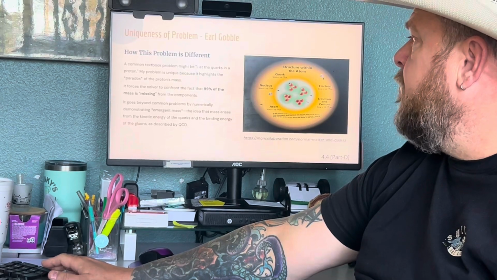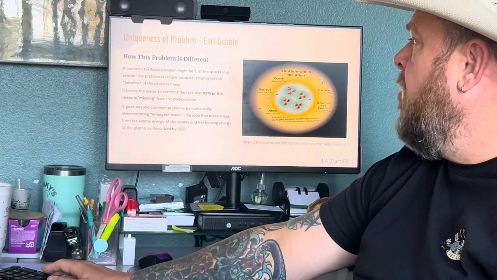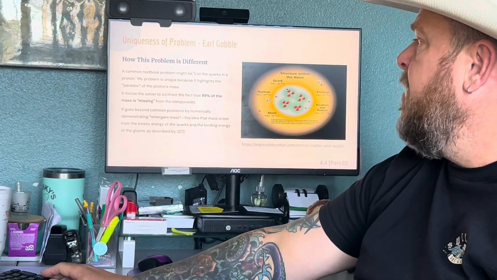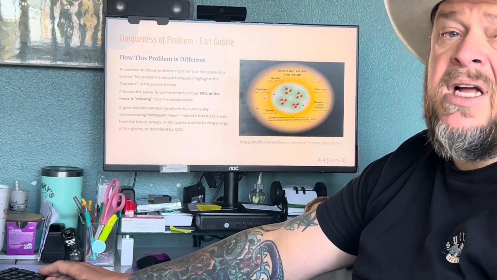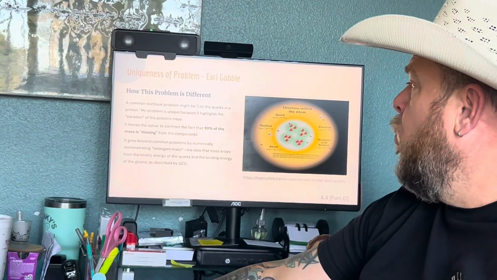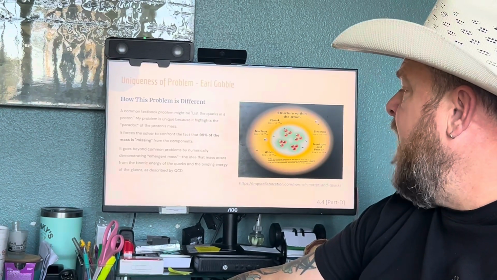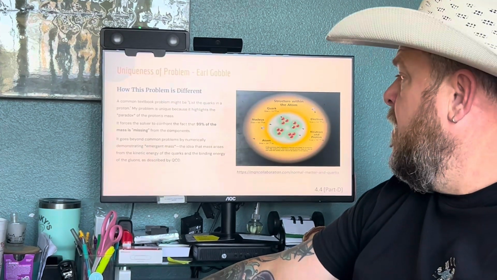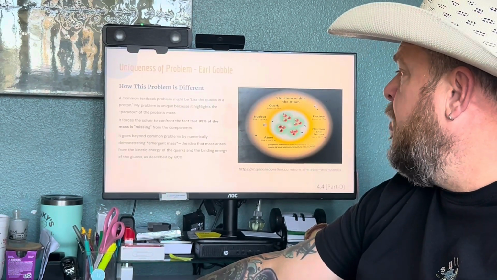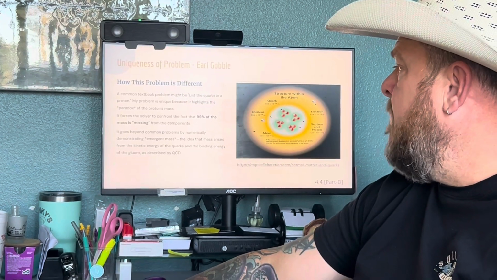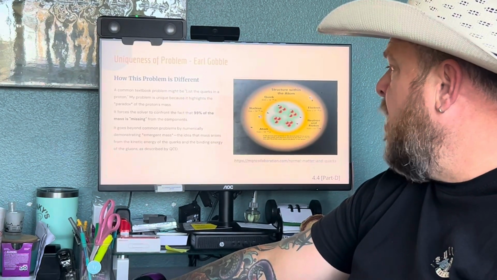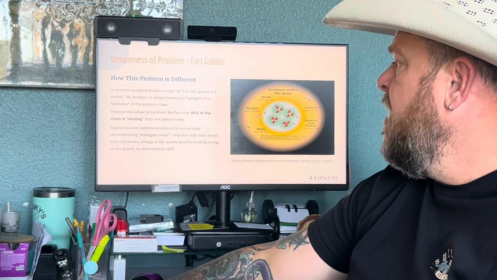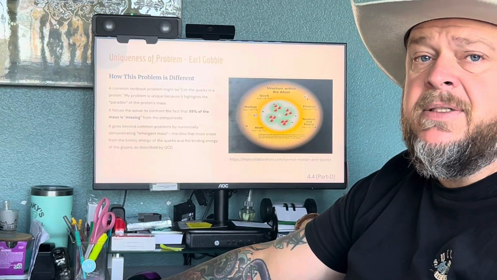How this problem is different. A common textbook problem might be to list the quarks in a proton. My problem is unique because it highlights the paradox of the proton mass. It forces the solver to confront the fact that 99% of the mass is missing from the components. It goes beyond common problems by numerically demonstrating emergent mass, the idea that mass arises from the kinetic energy of the quarks and the binding energy of the gluons, as described by QCD.